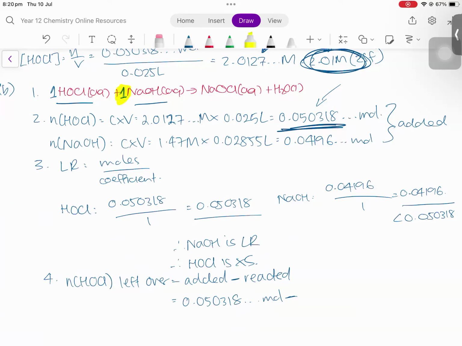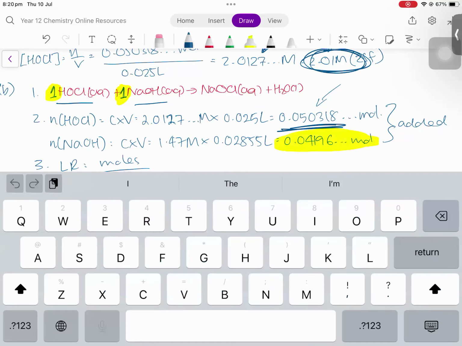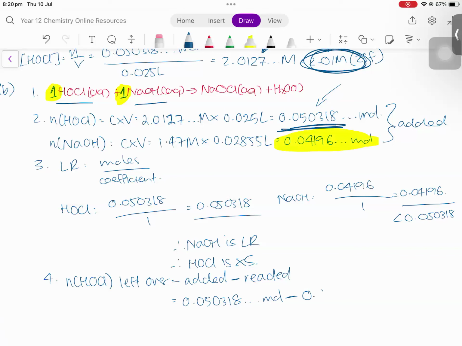And the ratio with HOCl is 1 to 1. So if 1 mole of NaOH reacted, 1 mole of HOCl reacted. If 5 moles of NaOH reacted, 5 moles of HOCl reacted. The amount of NaOH that actually reacted is 0.04196. So therefore, your amount of HOCl reacted is the same. It's a 1 to 1 ratio.